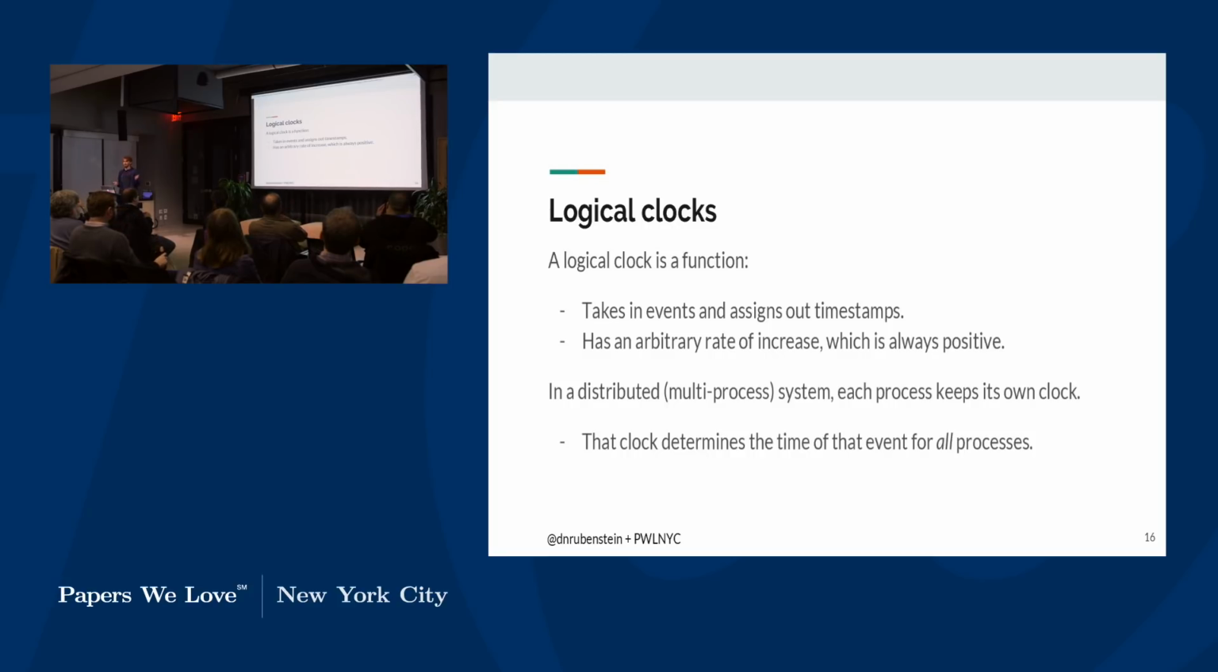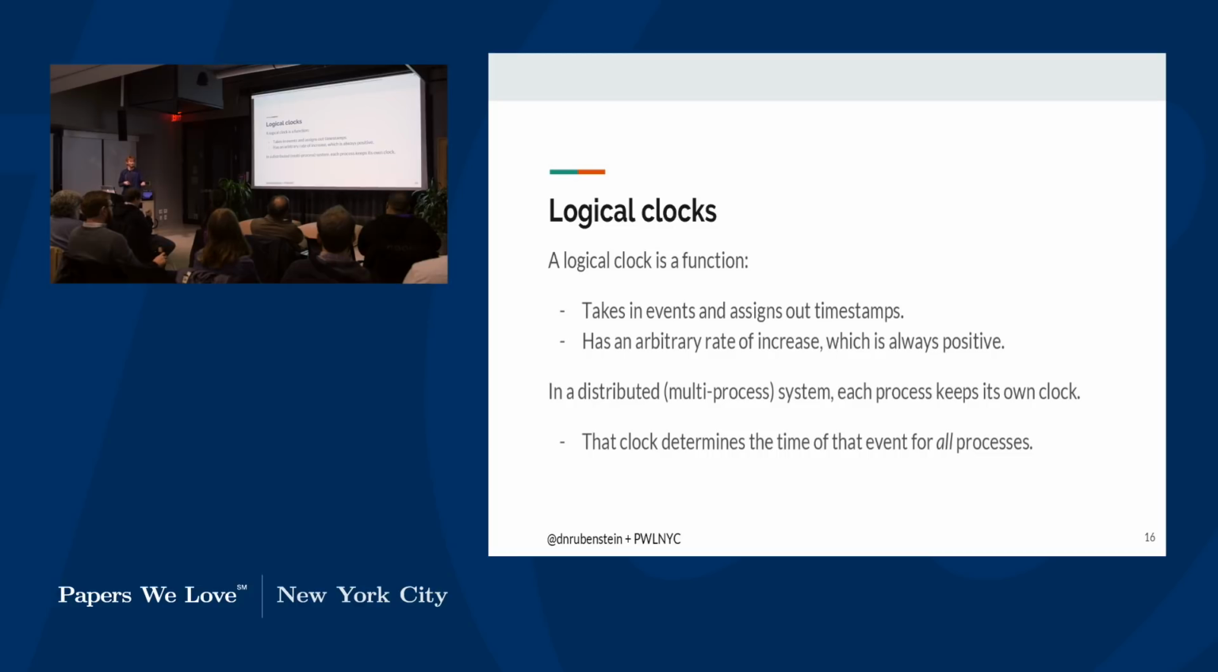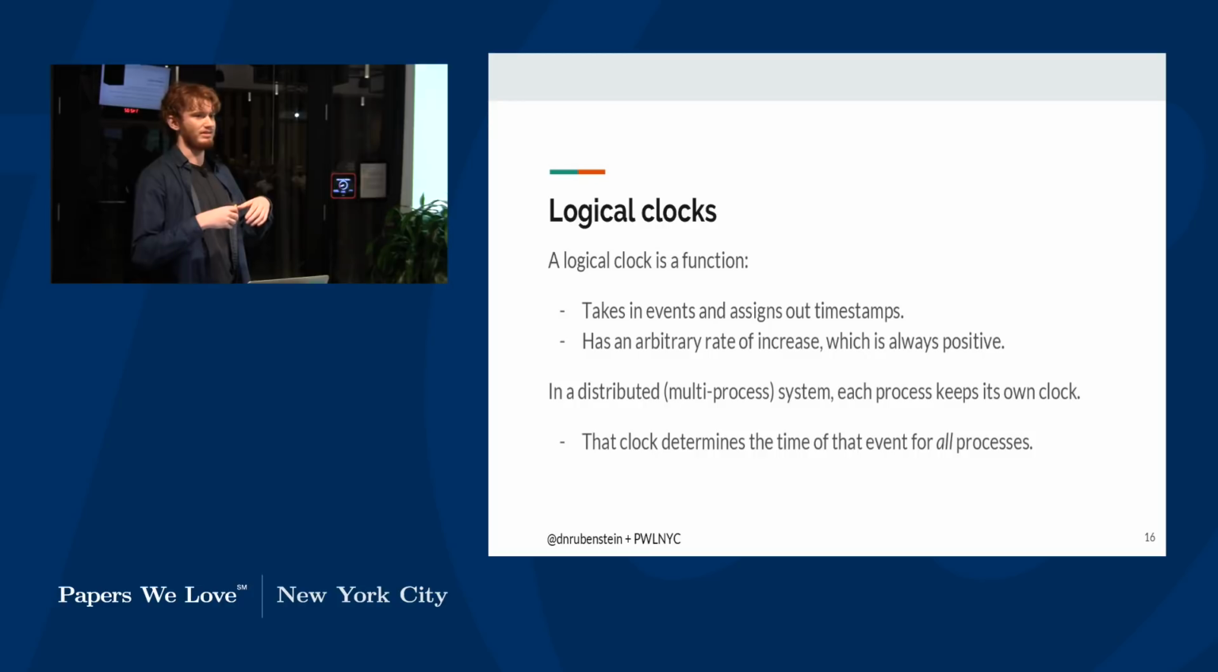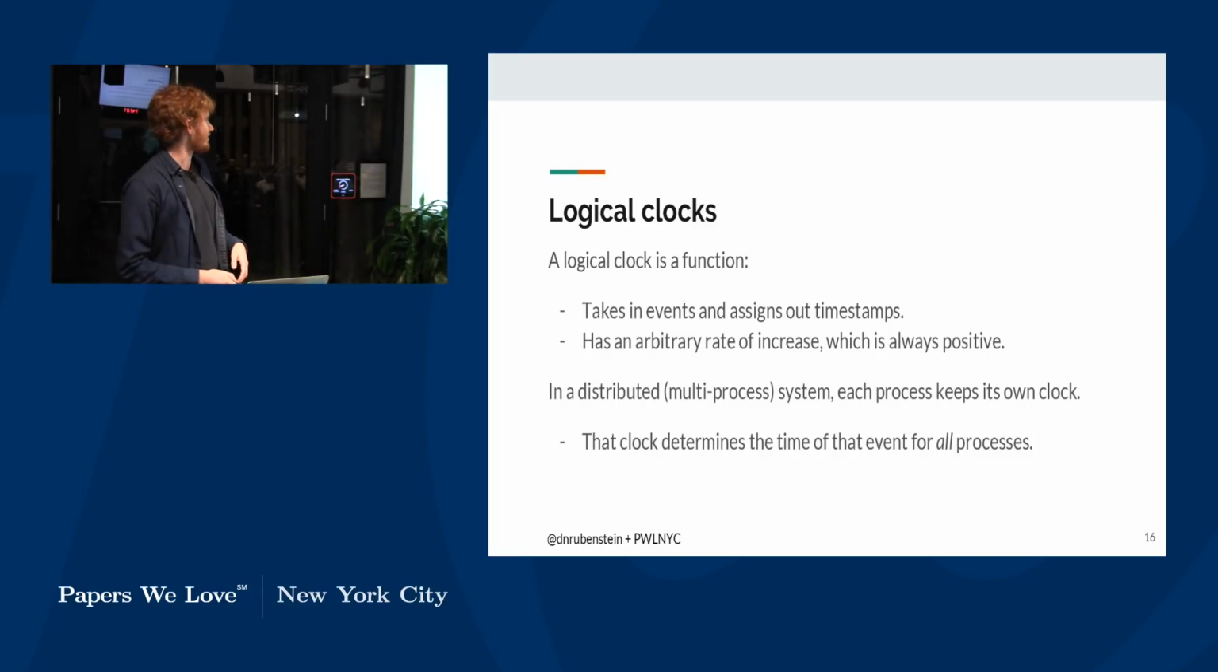And it goes up arbitrarily. So when we have a logical clock, we don't really have units of time, right? You don't measure a logical clock in seconds or hours. They can also be thought of as counters, but when you have a counter, you keep going up. And in a distributed system, if you want to implement logical clocks, every process is going to hold its own clock. And it's going to hold a clock for only the events on that process, and that clock determines the time of the event for all processes. So if there's an event on my process, my clock gets to assign the time to that. If there's an event on your process or someone else's process, that clock gets to assign the timestamp.